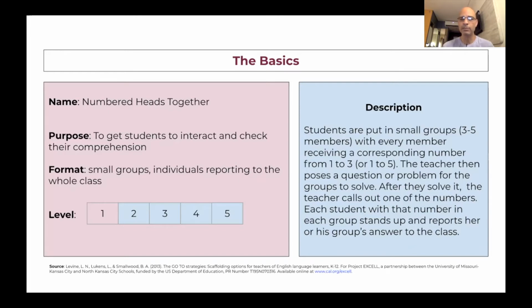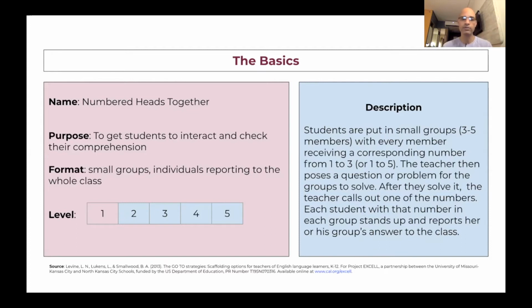So description: students are put in small groups, 3 to 5 members. 3 or 5, right? Or 4, it depends. It doesn't have to go beyond that, and it shouldn't go beyond that, but 2 would be too little. With every member receiving a corresponding number. So if the groups have 3 members, you say 1, 2, 3, another group, 1, 2, 3, another group, 1, 2, 3. So every group is going to have one number 1, one number 2, one number 3. If a group has 5 members, then you have one number 1, one number 2, one number 3, one number 4, one number 5 in each group. So make sure that each group has a student with that number.